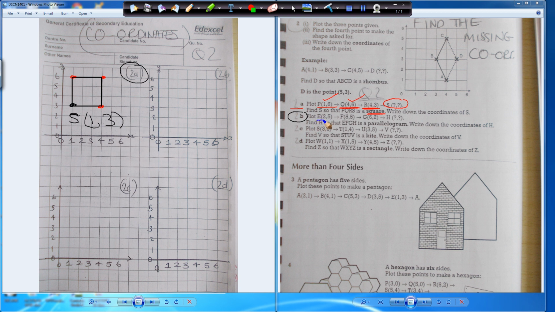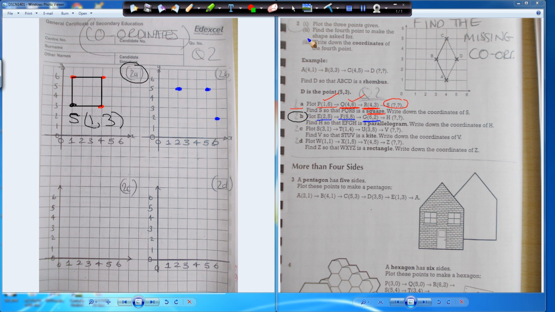What's the coordinate for E, Rian? 2, 5. So here's 2 and here's 5, so that's going to be up here. And the next one? What's the next point? 5, 5. So 5 along the bottom, 5 along here is 5, 5. Okay, what's the next point? Let's have Nayan. 6, 2, excellent. 6 along here, 2 along here is there.